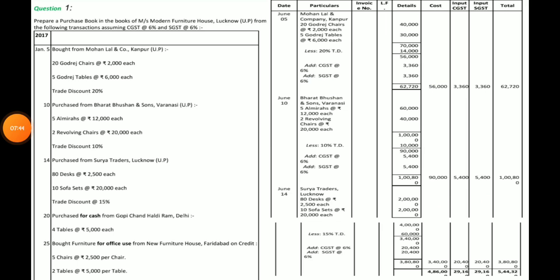In the next video, we will solve some more questions on this. That is, it is a purchase book. We will solve questions on the sales book, sales return book, and purchase return book.